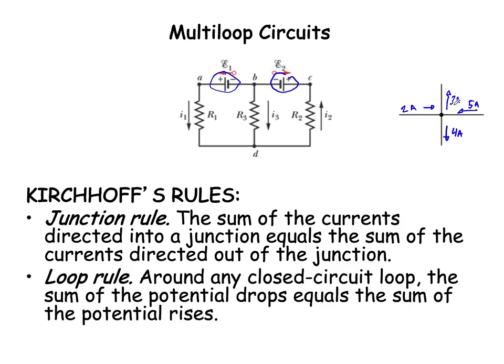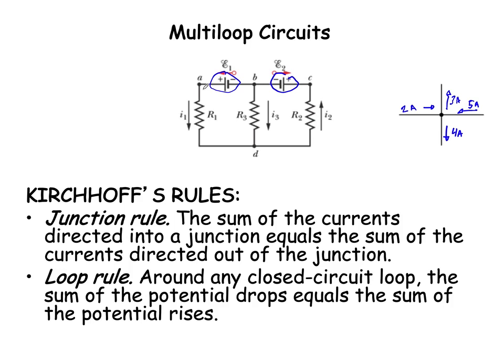The loop rule: around any closed loop circuit, the sum of the potential rises equals the sum of the potential drops. You've seen this before. As we work around the loop, the battery gives potential, and as you work through the resistors, you have voltage drops. And the sum of the increases plus the sum of the decreases always adds up to 0. It's a pretty simple idea. And you're like, oh, Kirchhoff's rules are super simple. Yeah, it looks so simple.